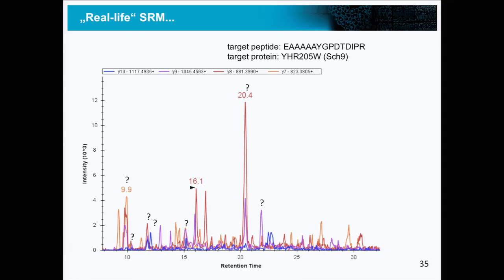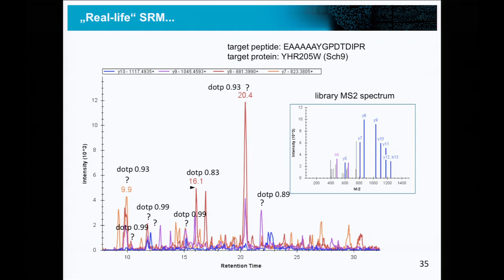But even this example that I showed you here is still a very nice example. It was easily solved. Very often, if you're interested in low abundant proteins, SRM data looks like this. So what's the right peak? No chance to get it here. So let's have a look at the MS2 spectra and look at all the dot products.